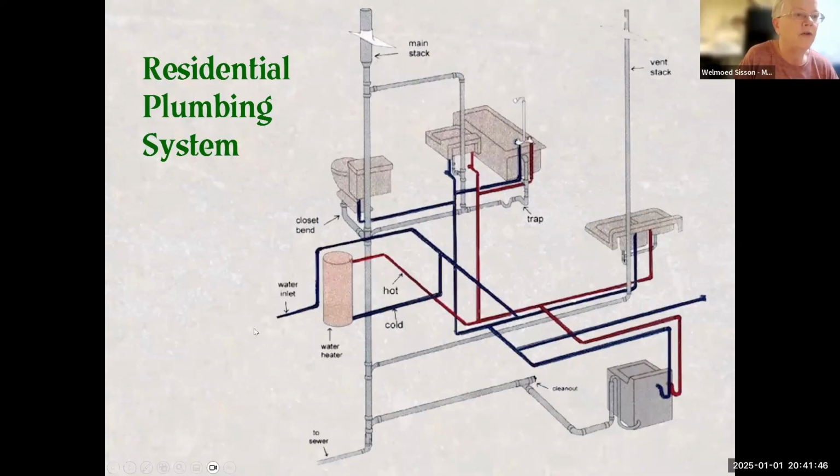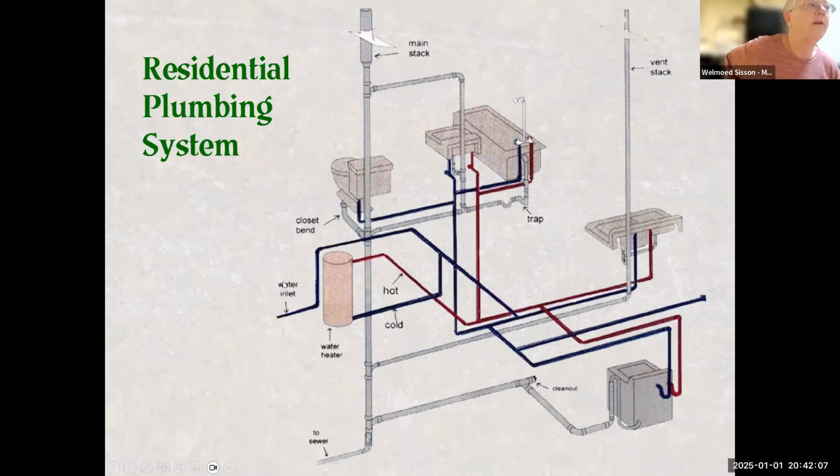Residential plumbing. So you have here your water inlet, where the cold line splits. Part of it goes to the water heater. The rest of it goes to the various plumbing fixtures throughout the house. From the water heater, you get your hot water line going to all of the fixtures around the house. Here you have your hose bib.